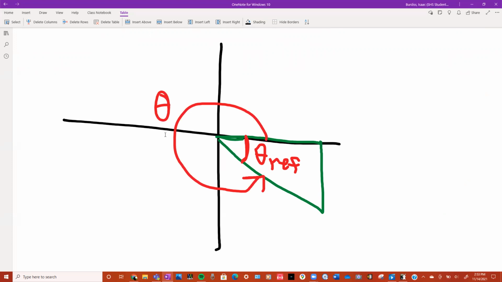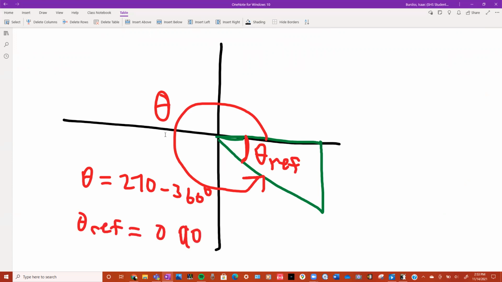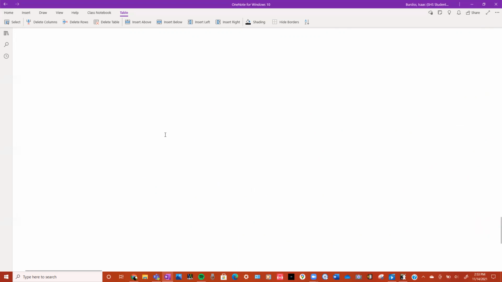So what do we know about our values? Our angle is going to have to be between 270 and 360 degrees. And our reference angle, well, we always know that has to be 0 to 90 degrees. So this will help us when finding our values. I'm just going to write off to the side here. We're going to find our angle, and like we said, it needs to be between 270 and 360 degrees.